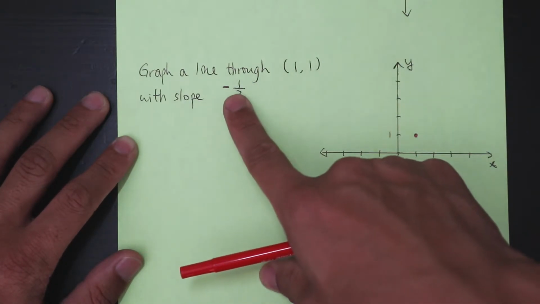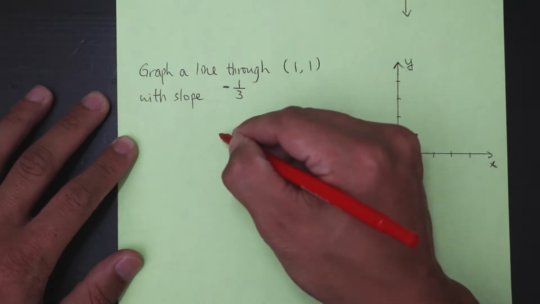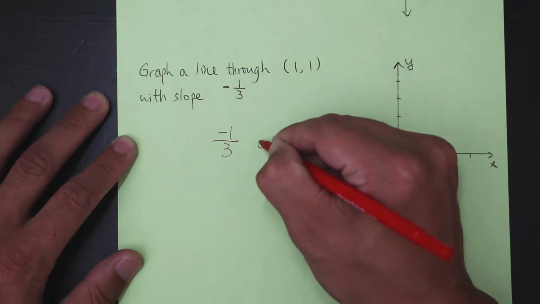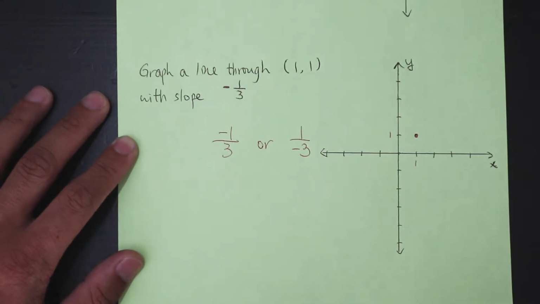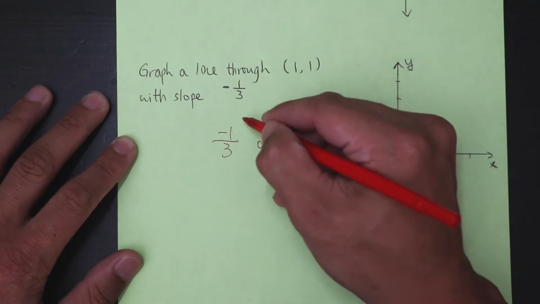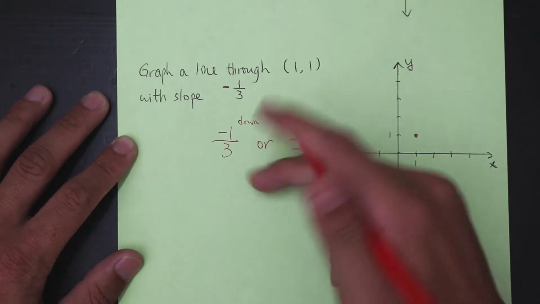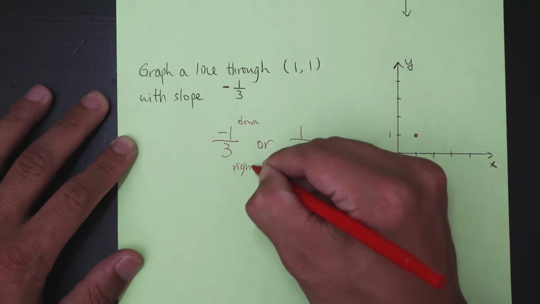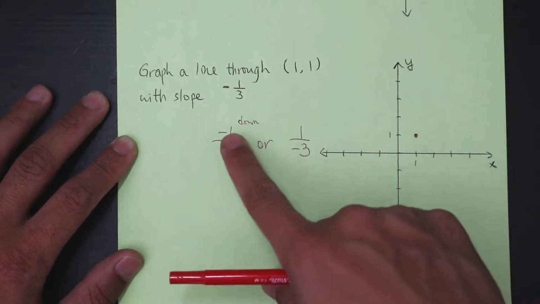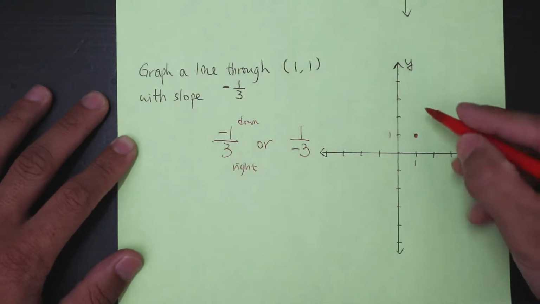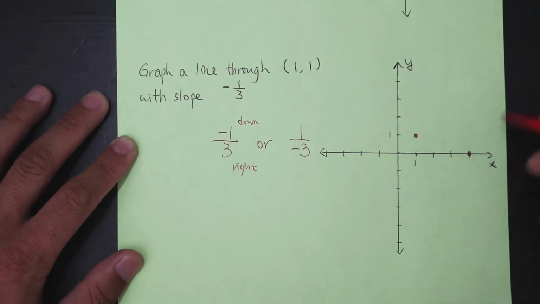Now let's take a look at this slope. This slope is negative, so you could write it as -1/3 or 1/-3. It doesn't really matter. Well, let's take a look at the first slope. Since this is -1, you're going down 1 unit. And since this 3 is positive, you're going to the right 3 units. So let's try that. Starting from this point, you go down 1 and right 3. So down 1, right 3. And then you have the second point right here, okay?